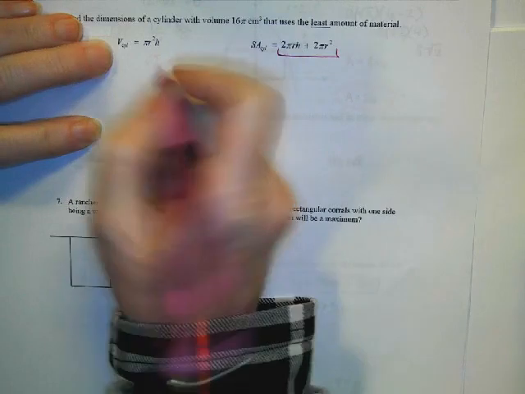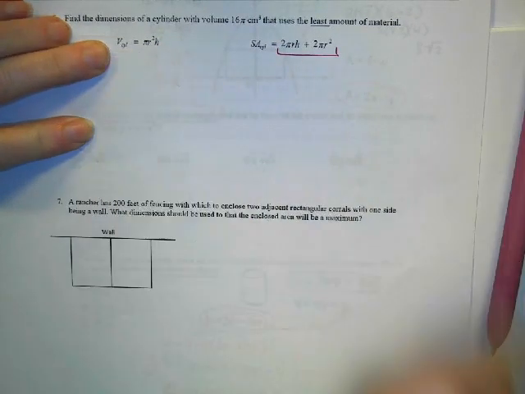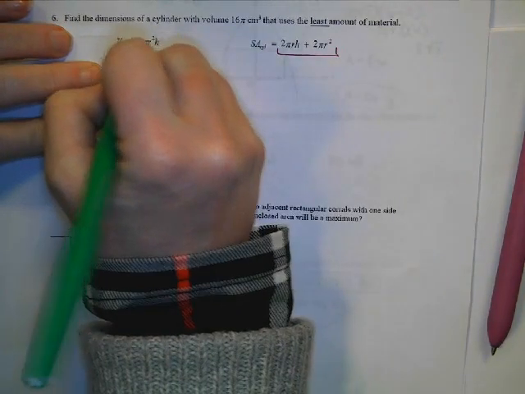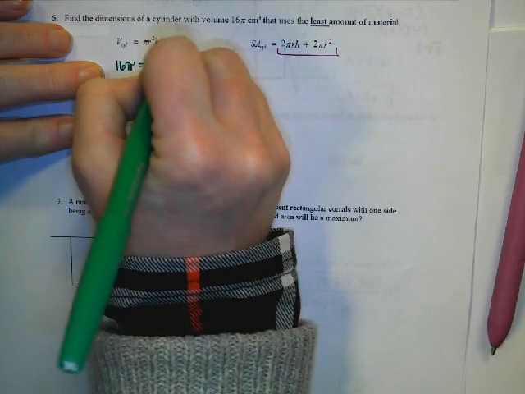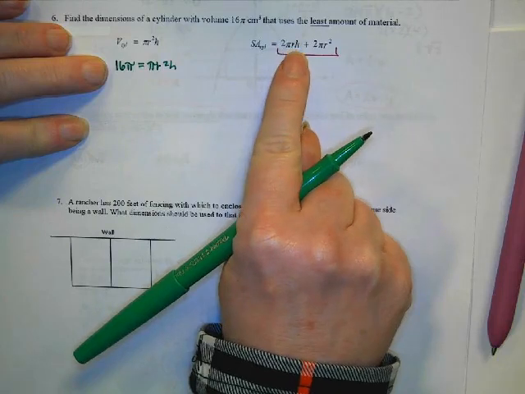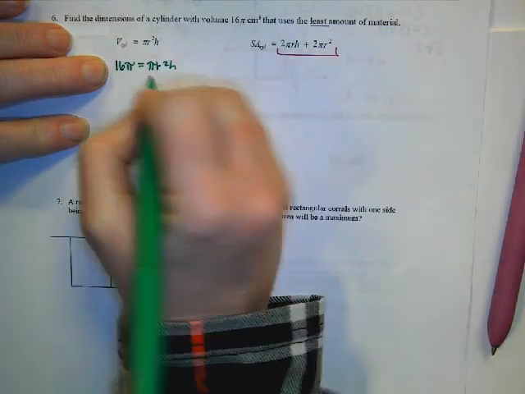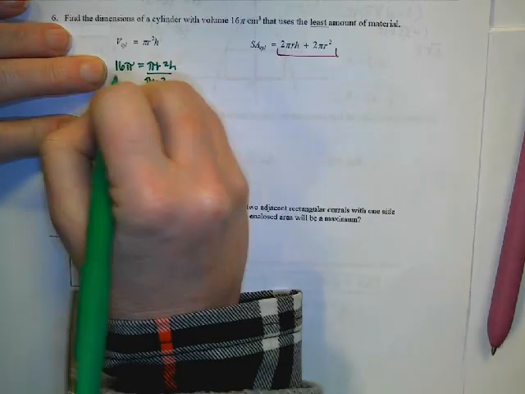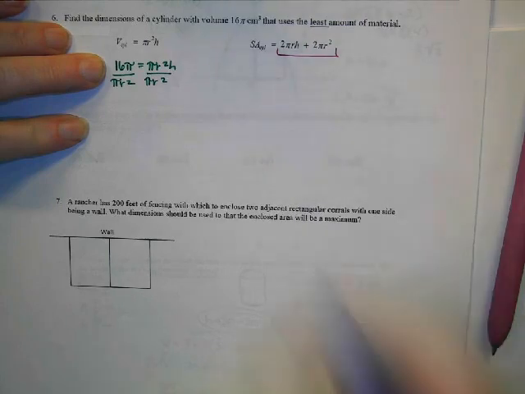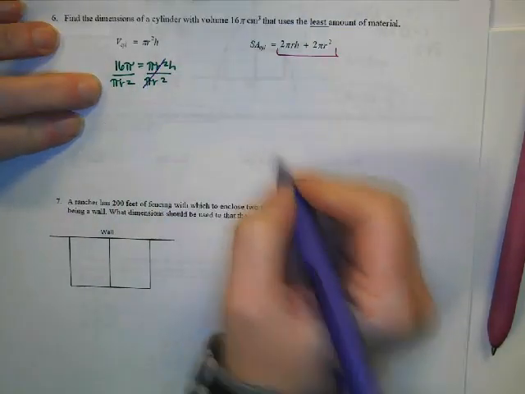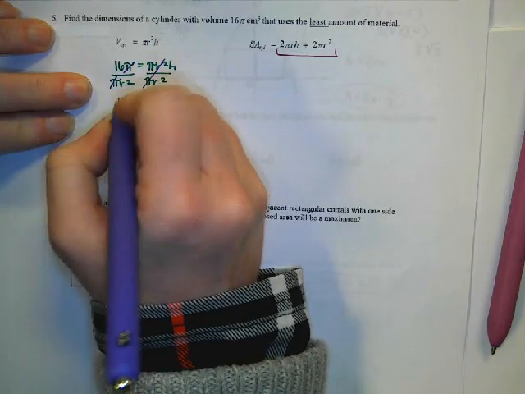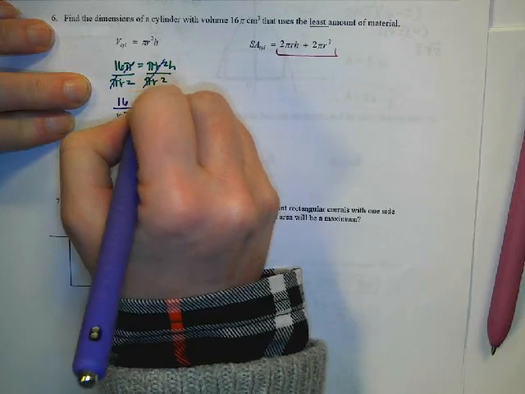So they told me volume is 16 pi, so I'm going to replace the V over here with 16 pi. So 16 pi equals pi r squared h. I'm going to solve it for h because that's the easiest thing to replace. There's lots of r's over here and only one h, so I'm going to divide by pi r squared. And that means pi r squared is canceling. Over here, pi over pi is going to cancel, and so I'm left with 16 over r squared equals height.